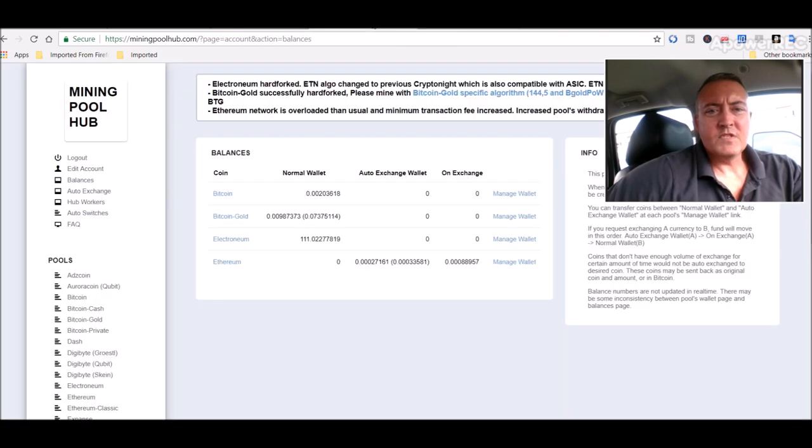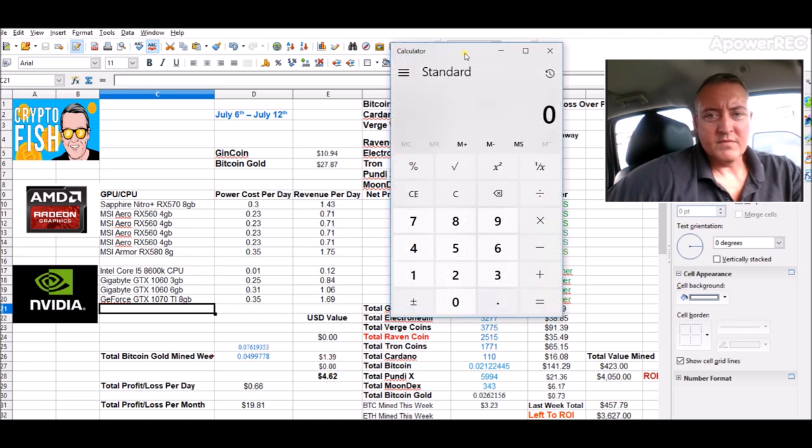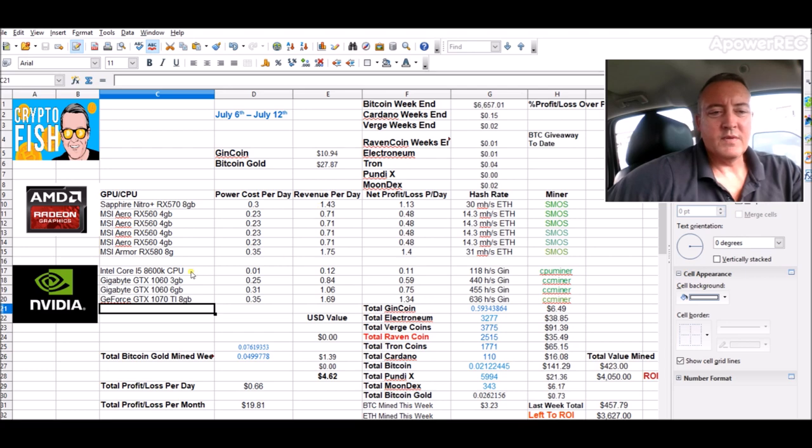All right, guys, so let's get into Mining Pool Hub here and check out Bitcoin Gold. As we can see, here it is. This is the confirmed and unconfirmed. So I did a little figures earlier, and we're sitting at $1.39 so far this week, 0.07619 Bitcoin Gold so far, which comes out to, if I pull up the calculator, I think it's roughly still 27.87, and we just times that times 0.07619. So that's $2.12 in almost 24 hours. And that is just with the three cards there. The CPU, of course, is not mining.